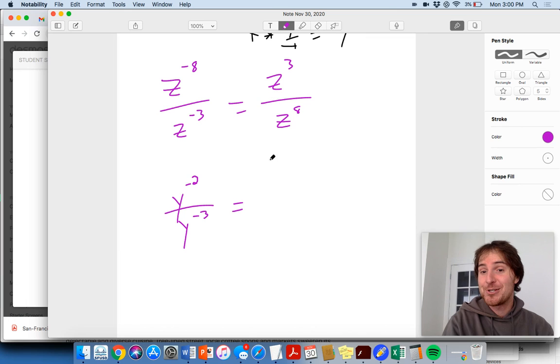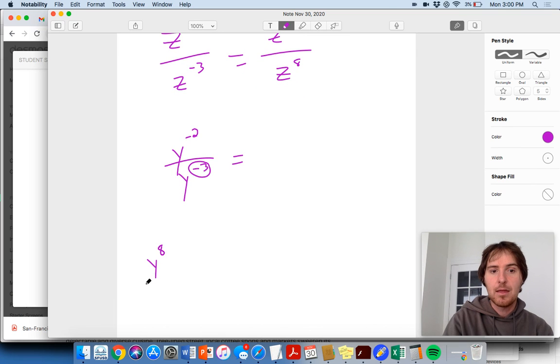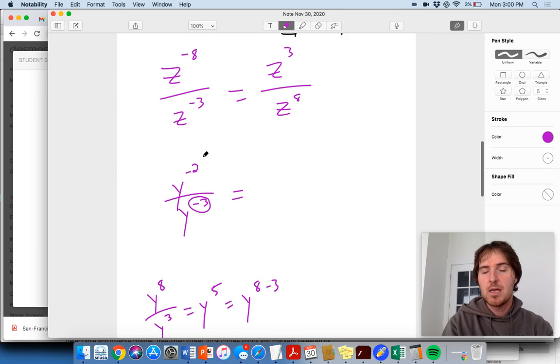The fastest way to do this, actually, is to think about this. If I'm dividing, then I subtract. If I have a common base, I subtract the exponent. So I subtract this exponent from that exponent, right? Remember that. If I had y to the 8th over y cubed, 3 of the 8 y's get canceled here, so I'd end up with y to the 5th, right? Which is the same as y to the 8th minus 3 here.